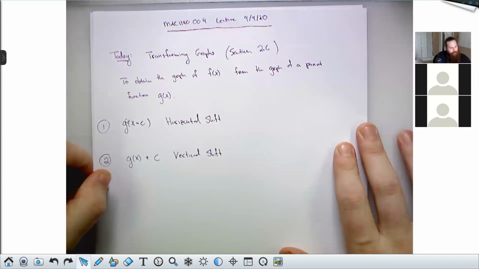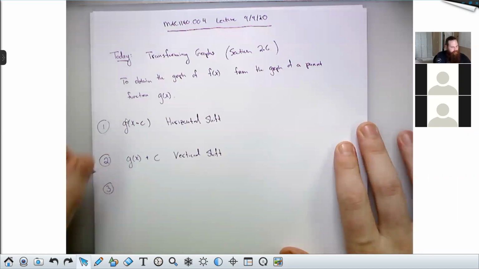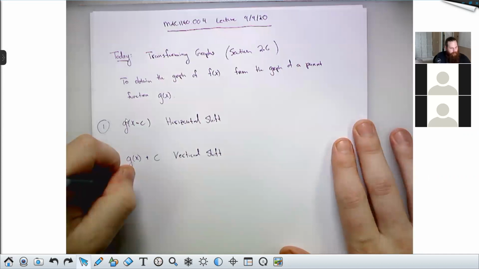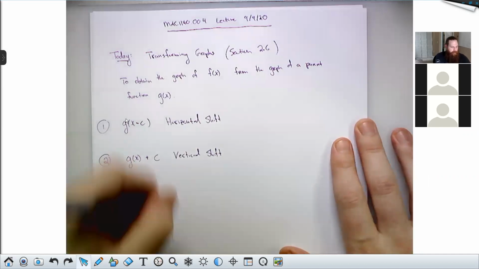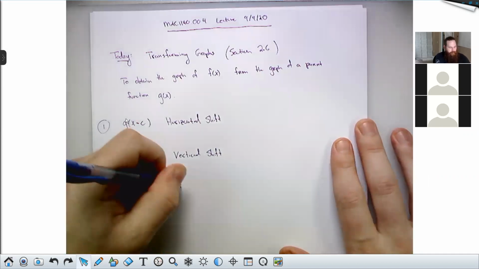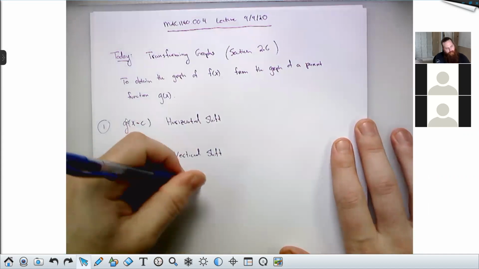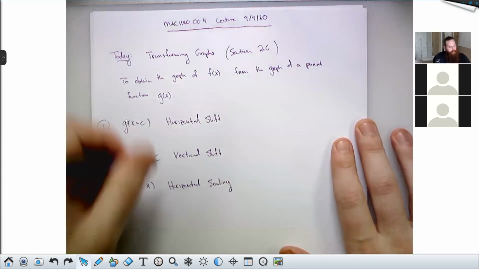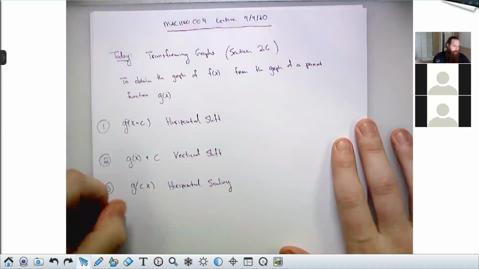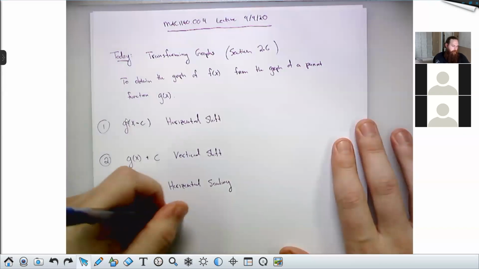So for now, follow along with me and trust that I'll come back and I won't leave you hanging there. The other two forms of transformations are scalings. If I multiply on the inside of your function by a number, that will be a horizontal scaling. And if I multiply on the outside by a number, that would be a vertical scaling.